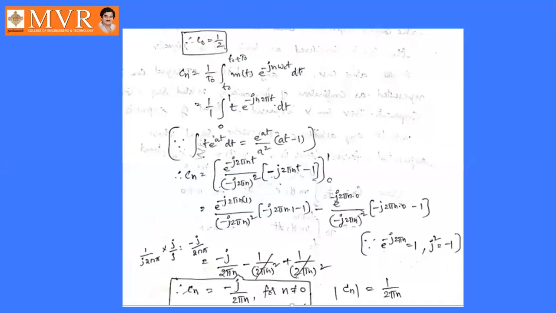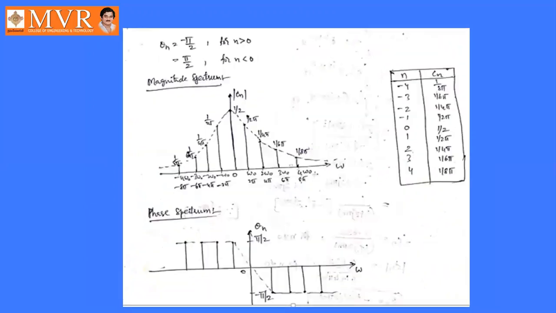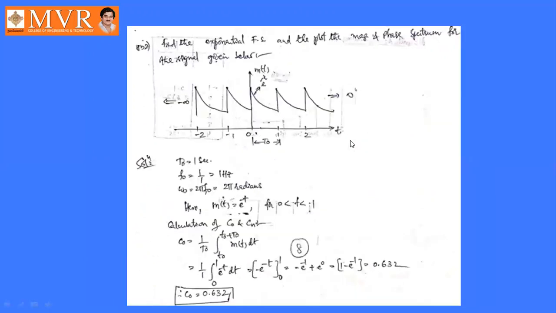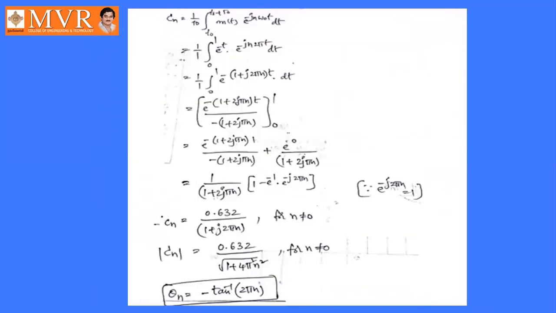In the other case, the imaginary term is already there. Cn equal to minus j by 2 pi n. So only the imaginary term is there. So phase is minus tan inverse imaginary term by real term. Okay. After that, we will find out the magnitude spectrum as well as the phase spectrum. Okay. Like this, we will do the problems. This is also, we have magnitude and phase spectrums. For this also we have magnitude and phase spectrums.